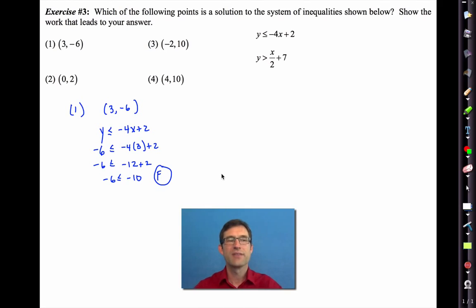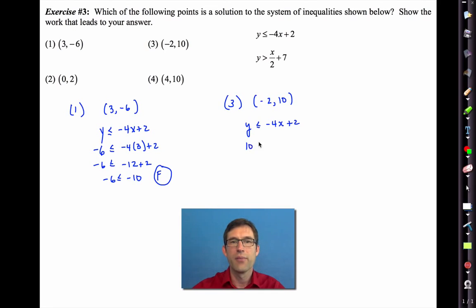All right, let's go through it. The correct choice here actually ends up being choice 3, okay? And let's work through it really quick. -2, 10. All right, here we've got y is less than or equal to -4x plus 2. If I put 10 in, right, I get -4 times -2 plus 2. -4 times -2, a negative times a negative is a positive. And I get 10 is less than or equal to 10.